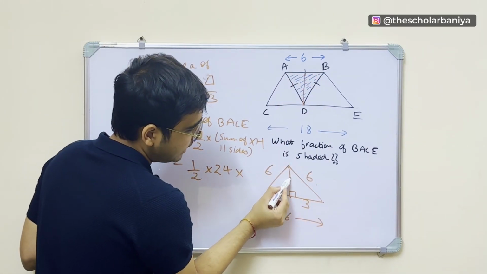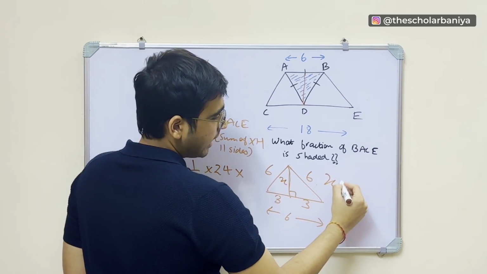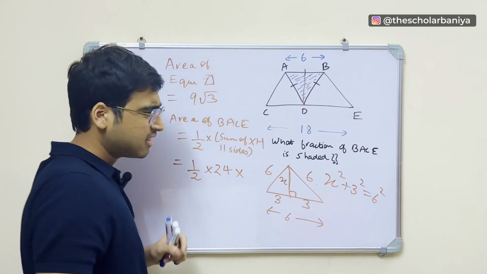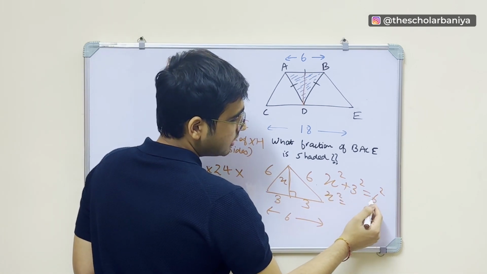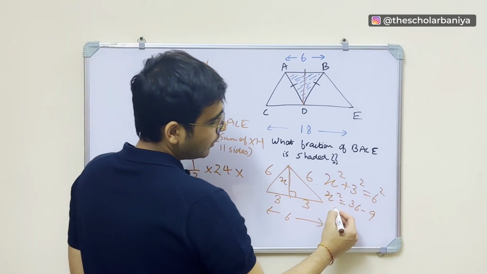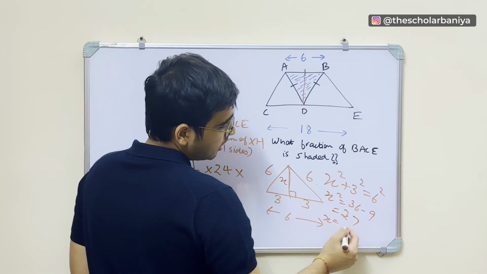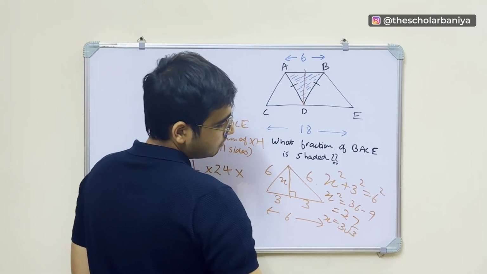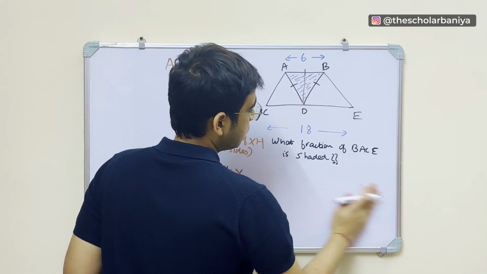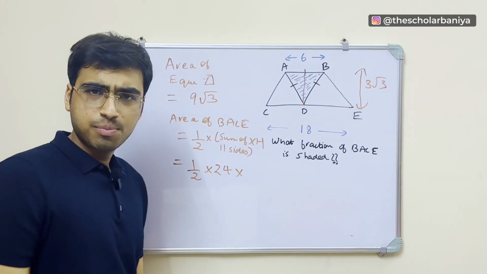Now we want to find this height, right? So now you can apply the Pythagoras formula. If this is x, for example, then x square plus 3 square is equal to 6 square. Basic stuff, right? So x square is 36 minus 9, and how much is 36 minus 9? It is 27, right? So x will come out to be 3 root 3. I hope this makes sense. So the height comes out to be 3 root 3. I hope all of this is pretty basic.